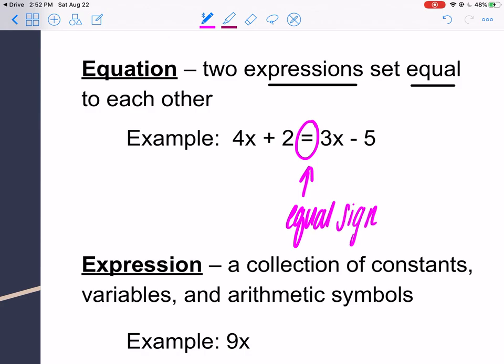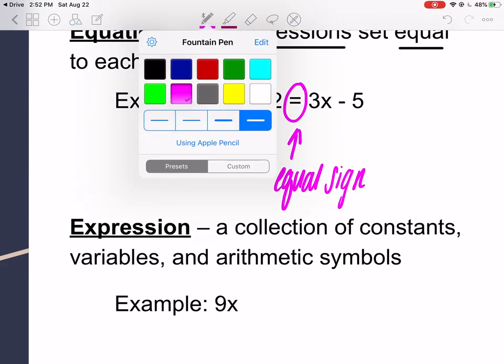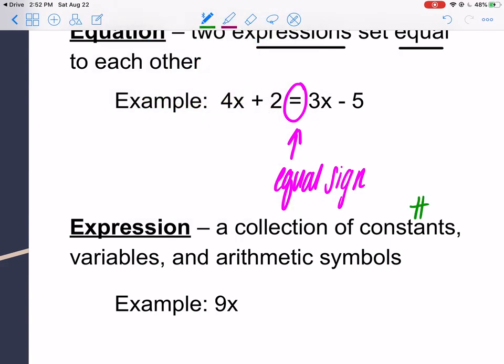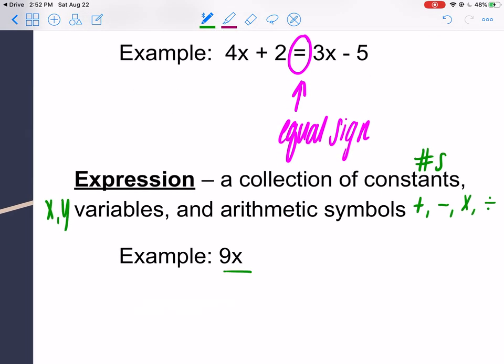Okay, an expression, that is just a collection of constants, which means just numbers that don't change, variables, so x's, y's, z's, and arithmetic symbols, so like plus, minus, multiply, divide, exponents, all of that. Okay, so an expression here would just be a 9x. There's no equal sign there. There's nothing to solve. It's just an expression. It's by itself.